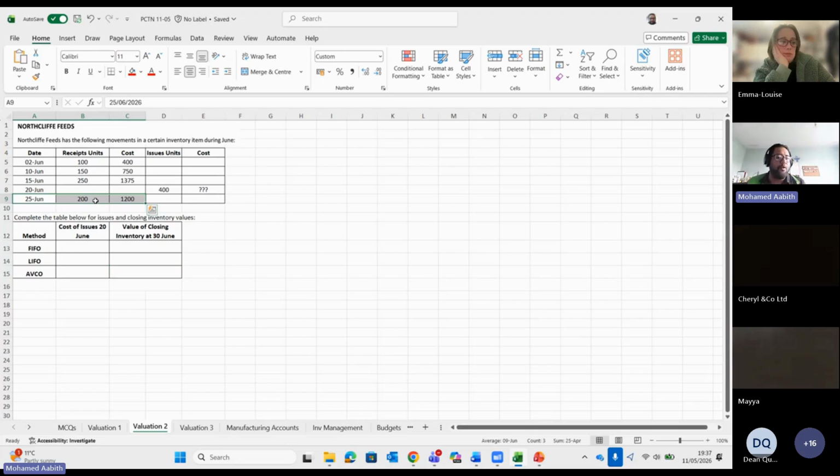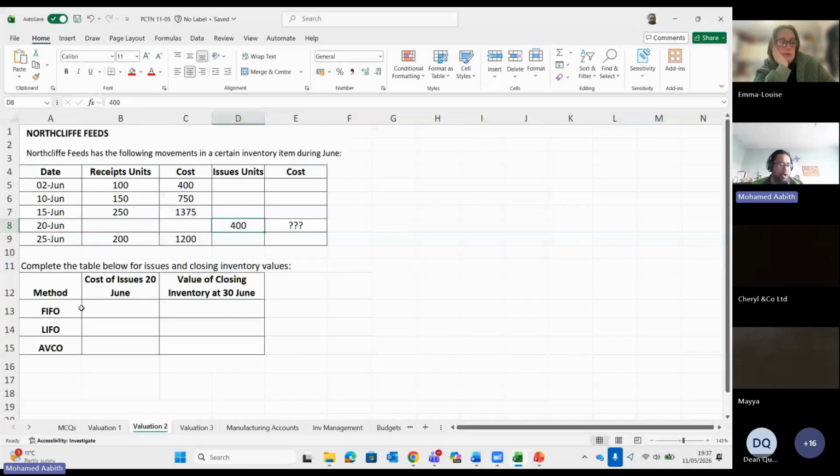So here I need 400 units. I'm going to use the FIFO method. If I'm using the FIFO method, I'm going to use 400 units here. I will proactively do a subtotal here. A subtotal gives you some idea of how much inventory I had at that point and how much it cost me altogether, the total value. Those two numbers are going to be very helpful for you.